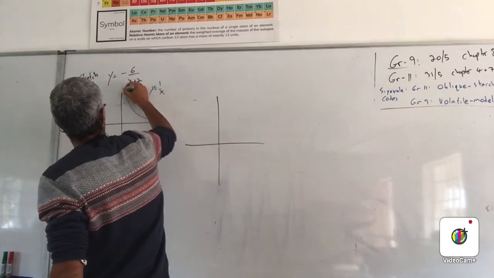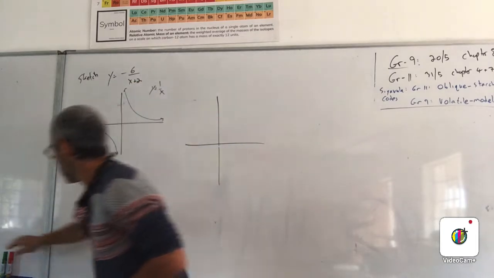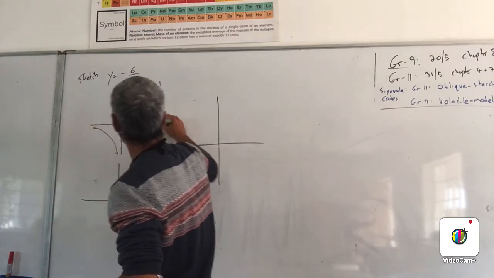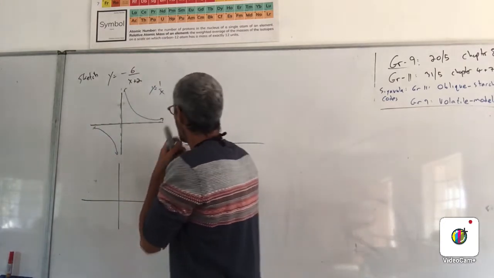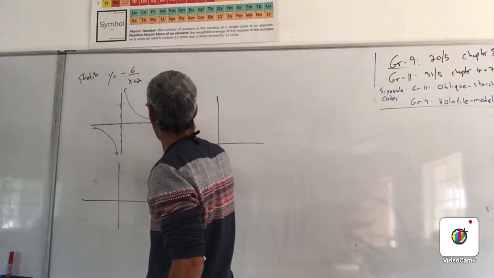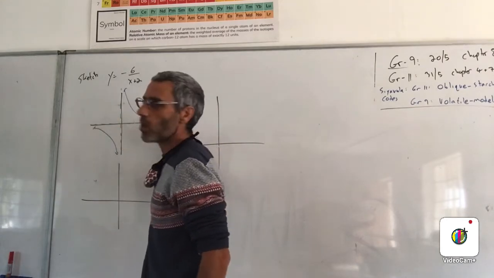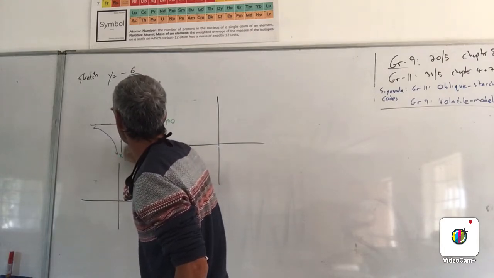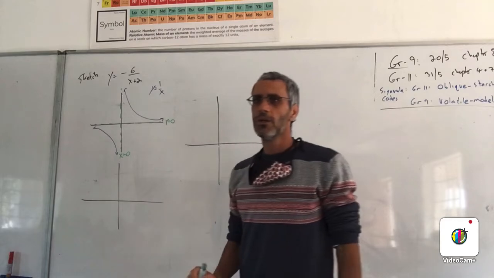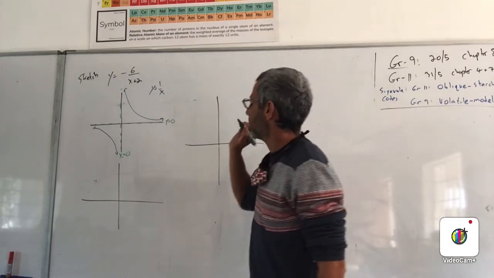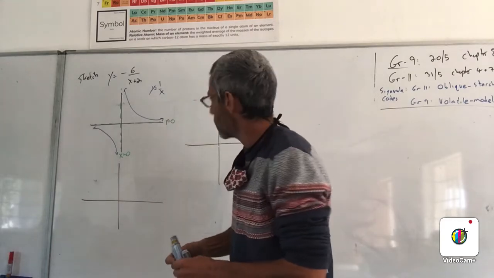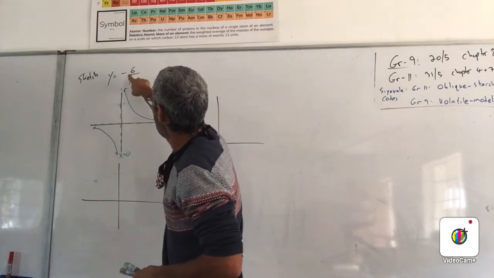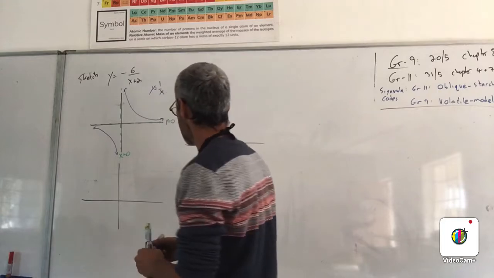We've got 2 asymptotes, a vertical asymptote and a horizontal asymptote. The horizontal asymptote can be described by the line y equals 0. And the vertical asymptote can be described by x equals 0. Now, the next thing we need to do is, instead of having 1 over x, let's add that minus 6.